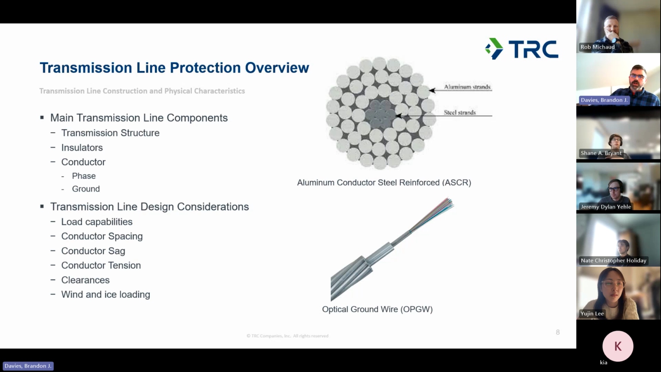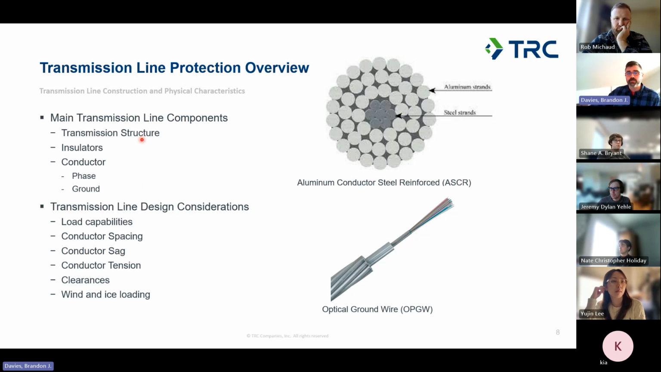So transmission lines are constructed with a few main components. You're going to have a transmission structure. I'm going to be focused on overhead lines because that's almost all of what's out there. There is some underground, but generally we're going to talk about the overhead components. And those are going to have a transmission structure. That's basically something that keeps the energized conductors off the ground, away from things, and isolated from each other.